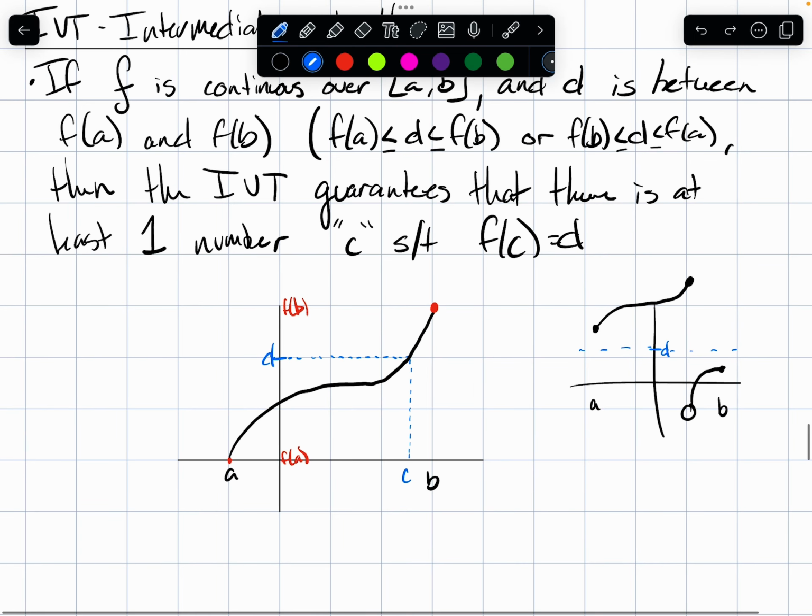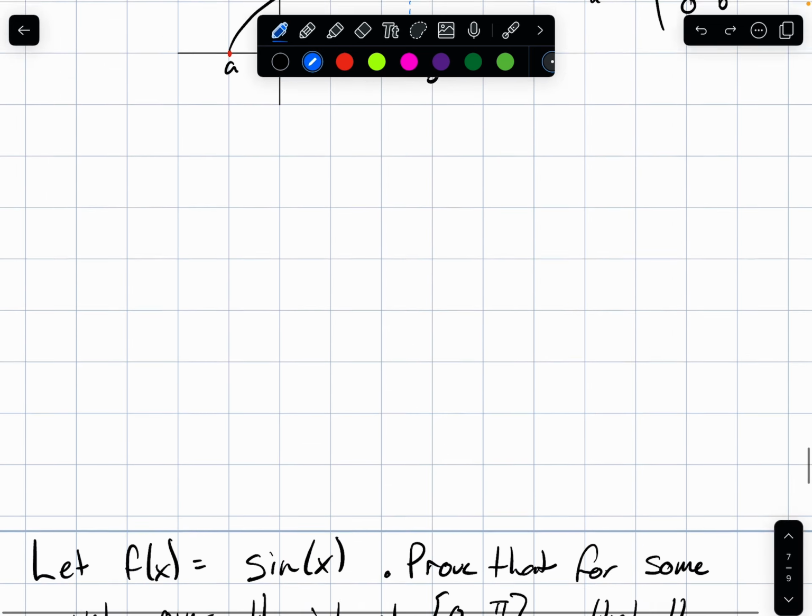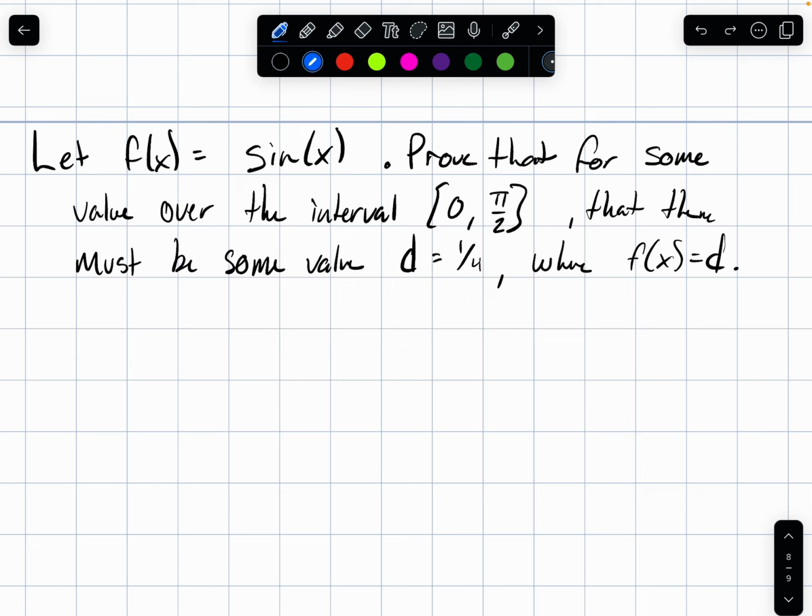Now, it's easier to just go ahead and do a problem than just sit here and talk about it all day. So let's go ahead and take a look. So we're going to let our function be sine of x. I want to prove that for some value over the interval from 0 to pi over 2, there must be some value d, which equals 1/4, where f of x equals d.